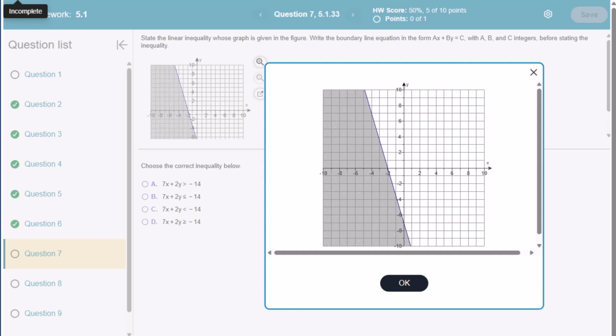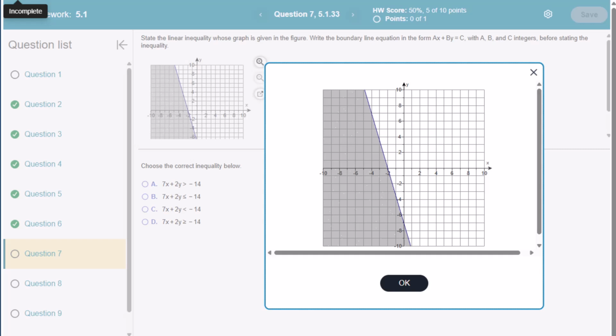Now, looking at this, I can tell you it can't be A and it can't be C because I would have a dotted line. In these, I have a solid line. Therefore, it's got to be one of the inequalities with an equal. So it's either got to be B or D.